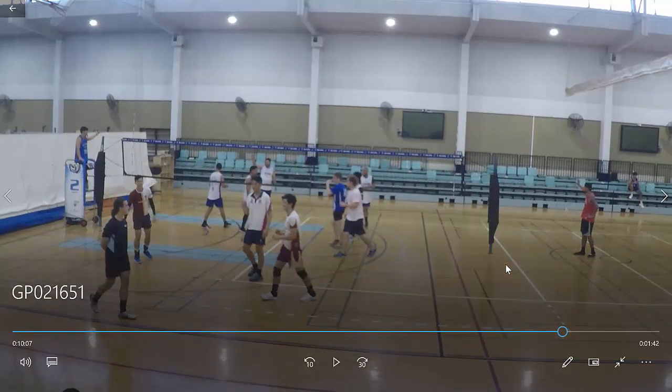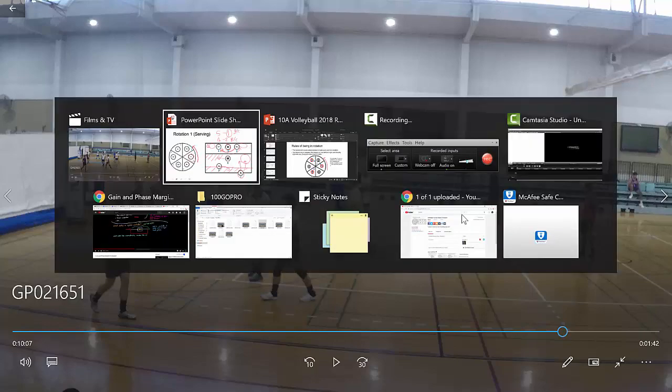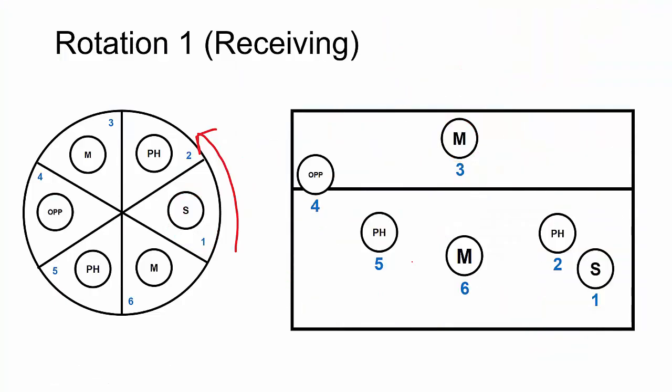Okay, that's the general gist of it anyway. So Aaron should be setting. That was a bad example. Okay, lose a point. They go into receiving.